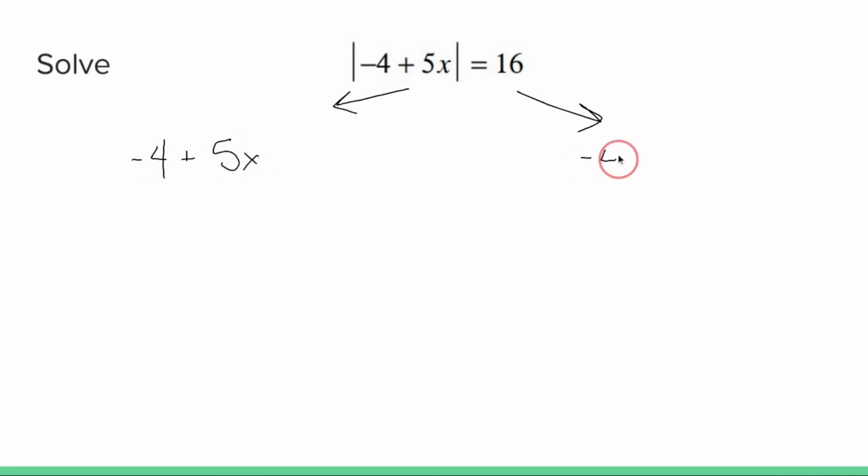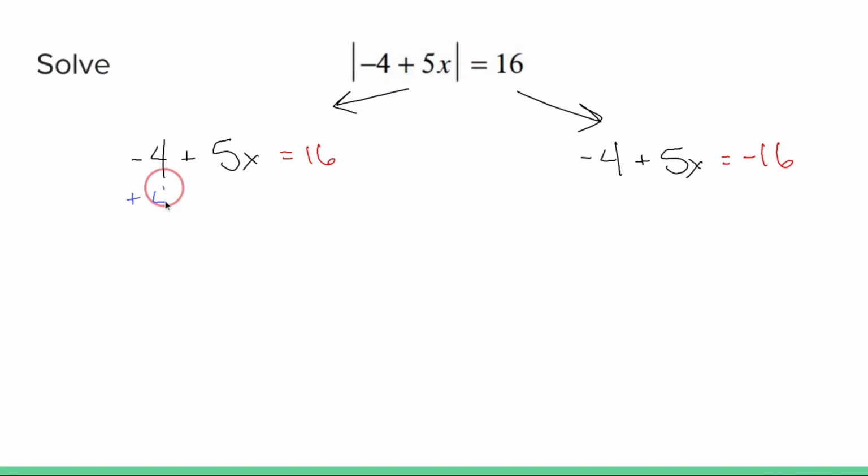So negative 4 plus 5x and negative 4 plus 5x. On one equation, you're going to keep the right side the way it originally was. And on the other equation, you're going to take the right side and take its opposite. Now we have two separate two-step equations that we need to solve for and do one at a time.